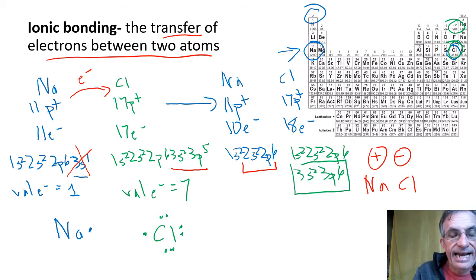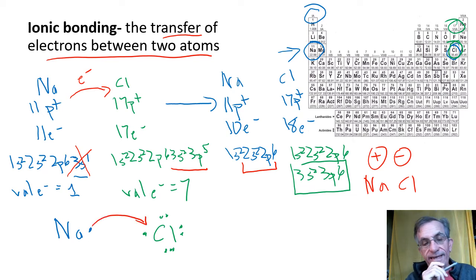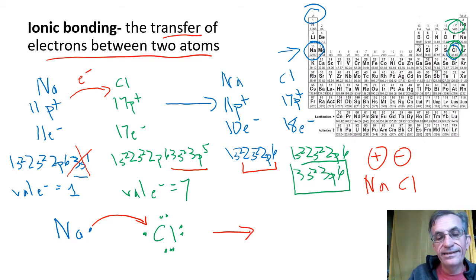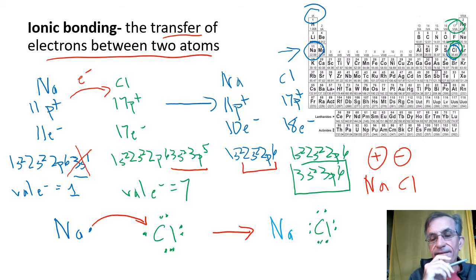Now, what's going to happen, you put them near each other, this electron is going to go over to the chlorine, and after we're done, what do we end up with? The sodium has no electrons left, and the chlorine now has got that extra. Now the chlorine has 8.